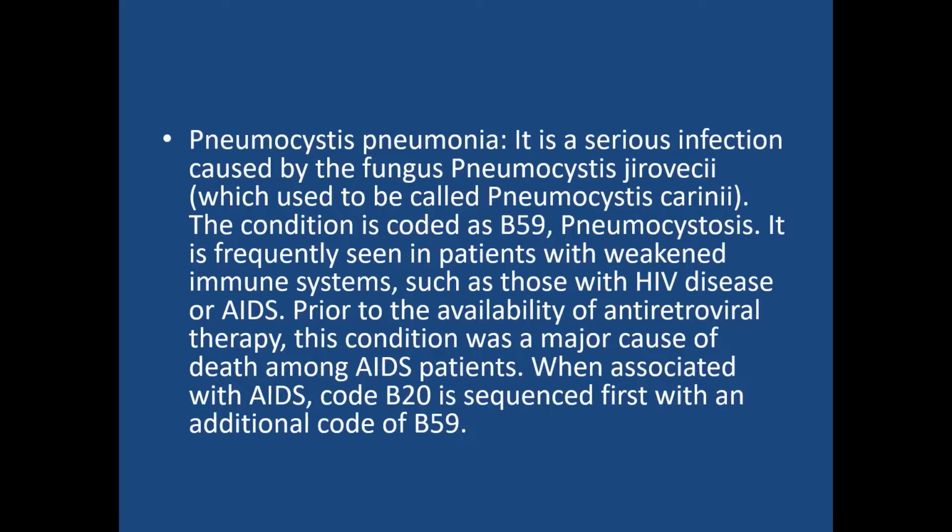Pneumocystis pneumonia is a serious infection caused by the fungus Pneumocystis jirovecii, which used to be called Pneumocystis carinii. The condition is coded as B59, pneumocystosis. It is frequently seen in patients with weakened immune systems, such as those with HIV disease or AIDS. Prior to the availability of antiretroviral therapy, this condition was a major cause of death among AIDS patients. When associated with AIDS, code B20 is sequenced first with an additional code of B59.